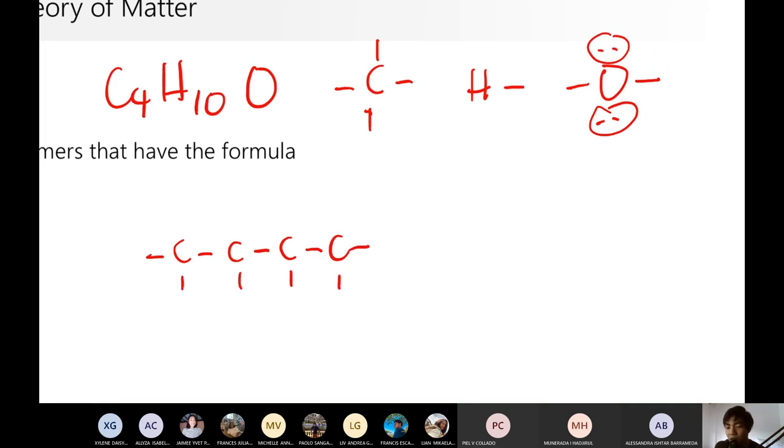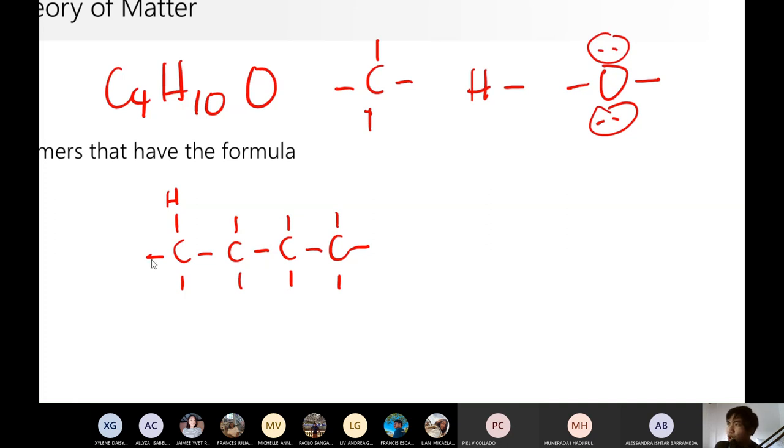Kaya siya parang tinawag na backbone kasi tignan nyo yung backbone nyo. Diba? Dugtong-dugtong na bones lang yan. So, parang ganun lang din to. Isipin nyo backbone nyo yan. Kaya tawag natin talaga dito is backbone. Okay. So, yan. So, I have connected 4 carbons to be our backbone.